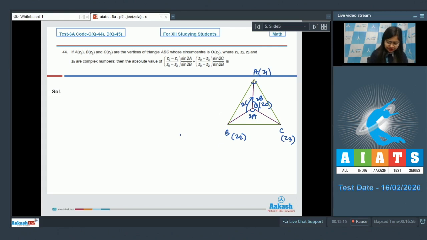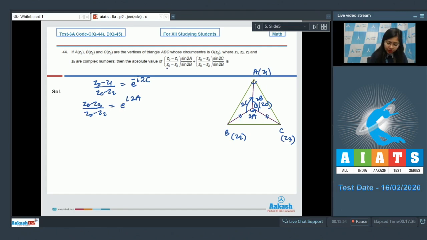Here we can see in clockwise direction, (Z0 minus Z1) divided by (Z0 minus Z2), as the modulus of both are the same, that is OA is equal to OB, so this is directly equal to e raised to the power minus iota into 2C. Similarly, applying the rotation method here, we can say (Z0 minus Z3) divided by (Z0 minus Z2) is equal to e raised to the power iota 2A, because here also this side is equal to this side.